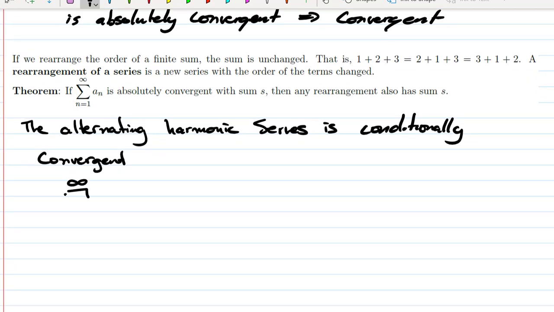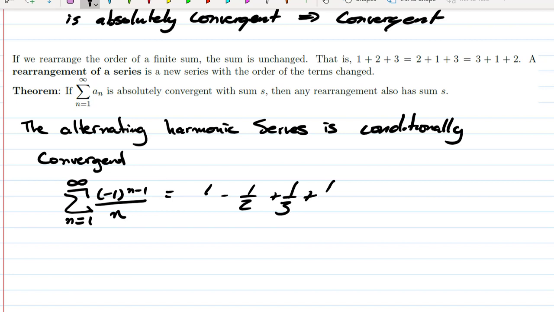So it can be shown, and we'll do this later, that the sum of (-1)^(n+1)/n, which equals 1 minus a half plus a third minus a fourth plus dot dot dot on forever, adds up to the natural logarithm of 2.